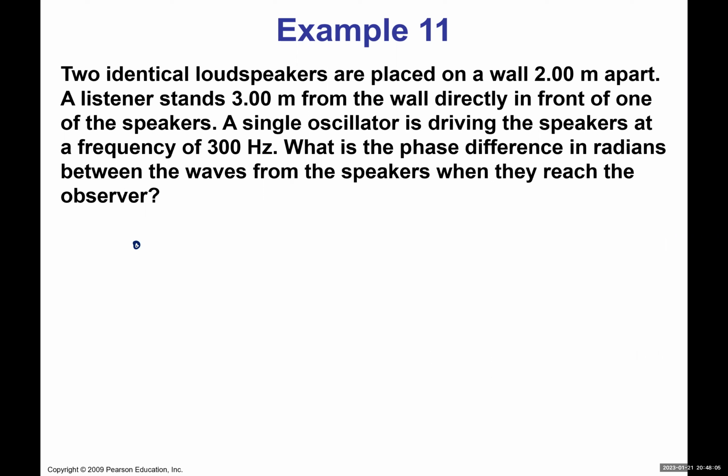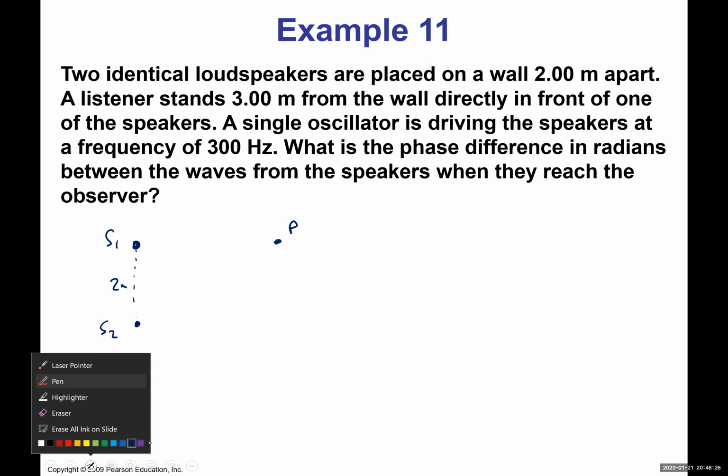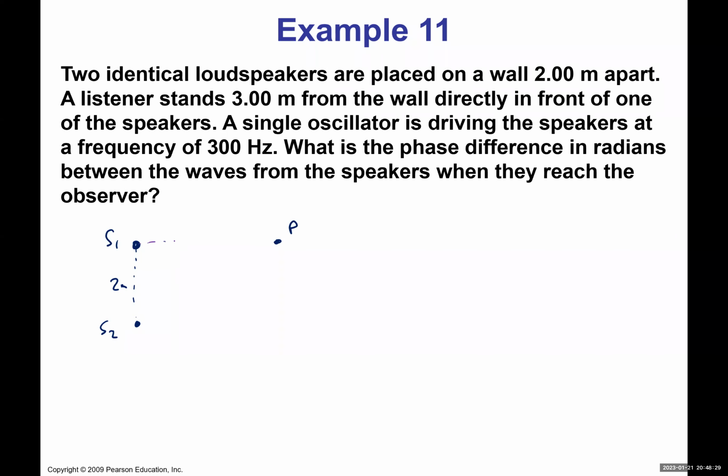Again, kind of a similar thing. Here's source 1, here's source 2. We're told that they are placed 2 meters apart, and the listener is 3 meters from the wall directly in front of one of them. So we can just place them here. What we want to know is the phase difference. We can assume that this one travels the distance R1, this one travels the distance R2, and R1 equals 3 meters because that's the direct line from there to here.